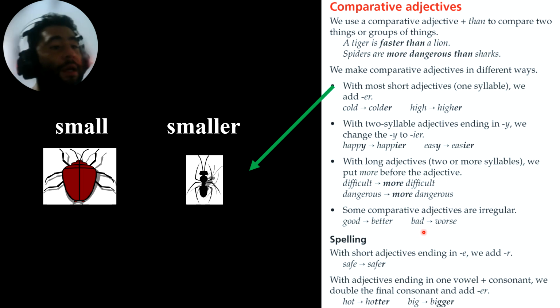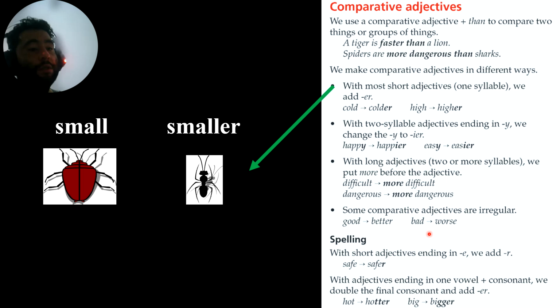In this case, I would like to include as well some adjectives that have a final double consonant. For example, hot, that we need a double T, becomes hotter. Big, that we need a double G, that becomes bigger.